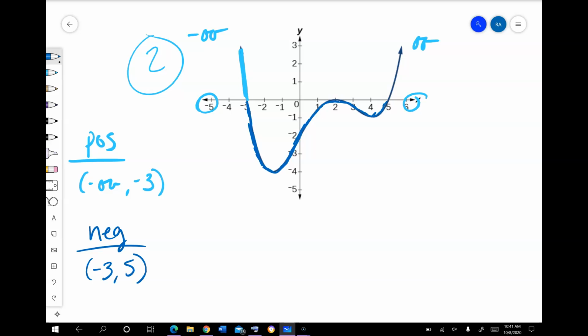And then I finally do cross that line. Sometimes you'll touch it and not cross it, but this one actually crossed it. So I crossed it, and now I'm positive again. I'm positive from 5 to positive infinity.